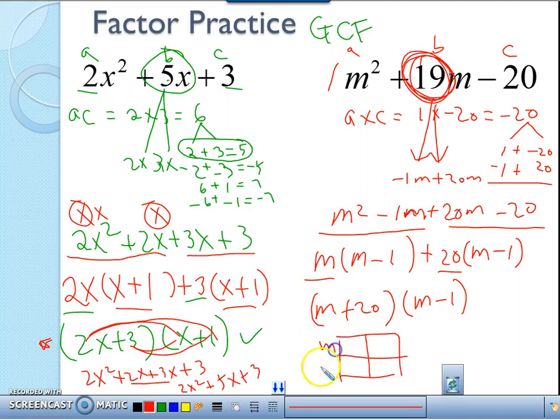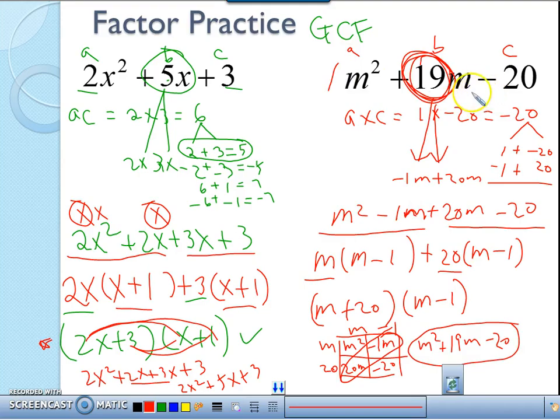If I have m, 20, m, negative 1, I'm going to do the box method. M times m is m squared. M times negative 1 is negative 1m. 20 times m is 20m. 20 times negative 1 is negative 20. So if I combine like terms in the middle, 20 minus 1 is 19m. I just copy the first one plus negative 20. This is what we have on top. So we just went from trinomial to factor instead of factor to trinomial.